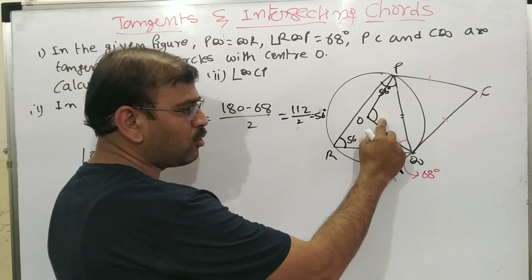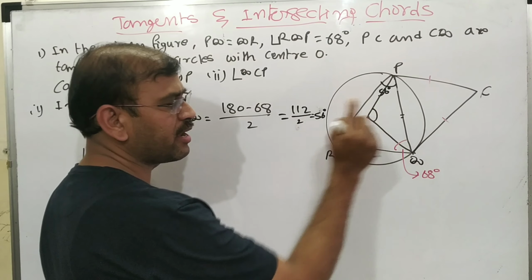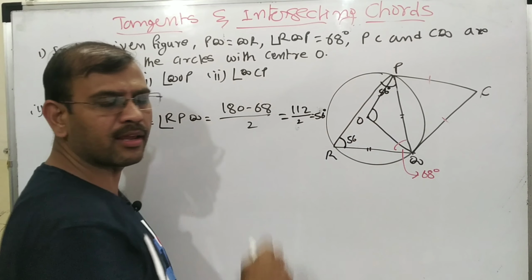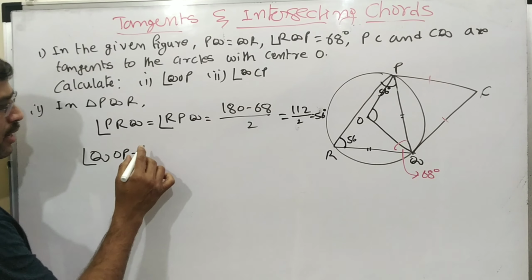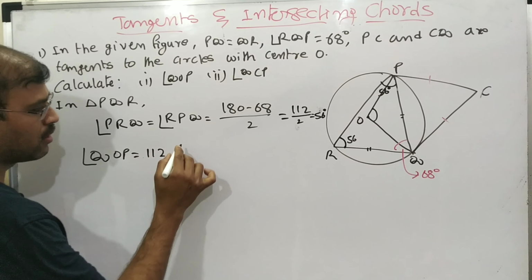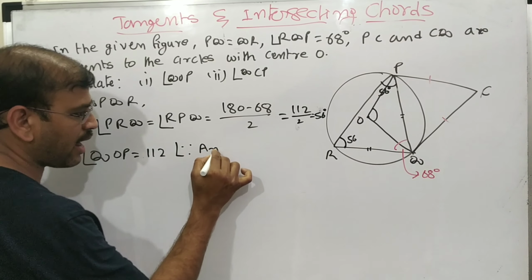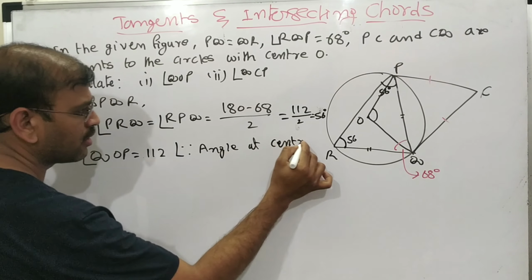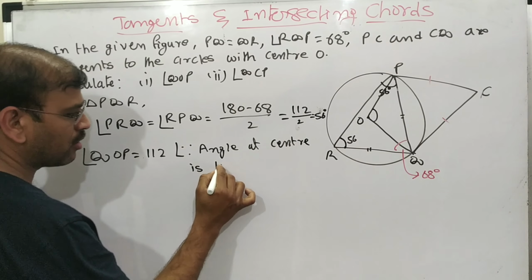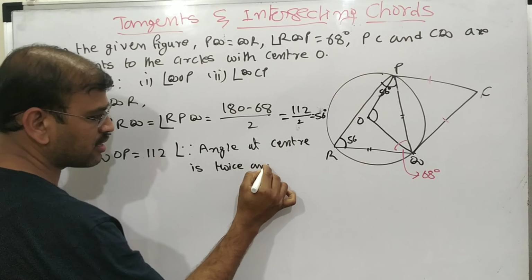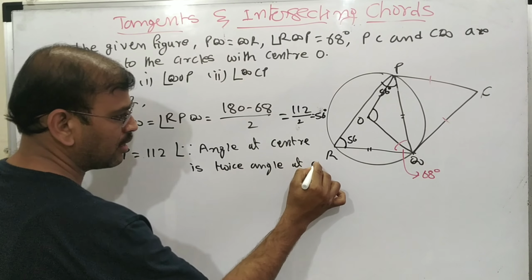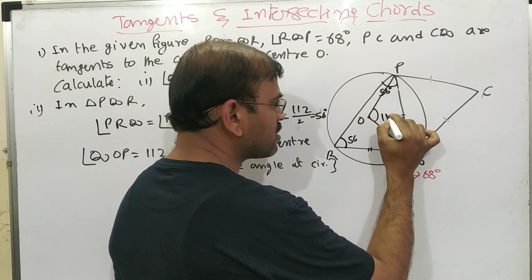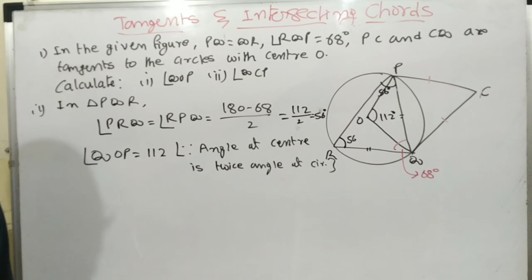So this is the 56. Here you are going to get the 112, because if the circumference angle is 56, center angle is going to be double. So we can write it as 112. The reason we write is: angle at center is twice angle at circumference. So according to this, we got this angle is 112.